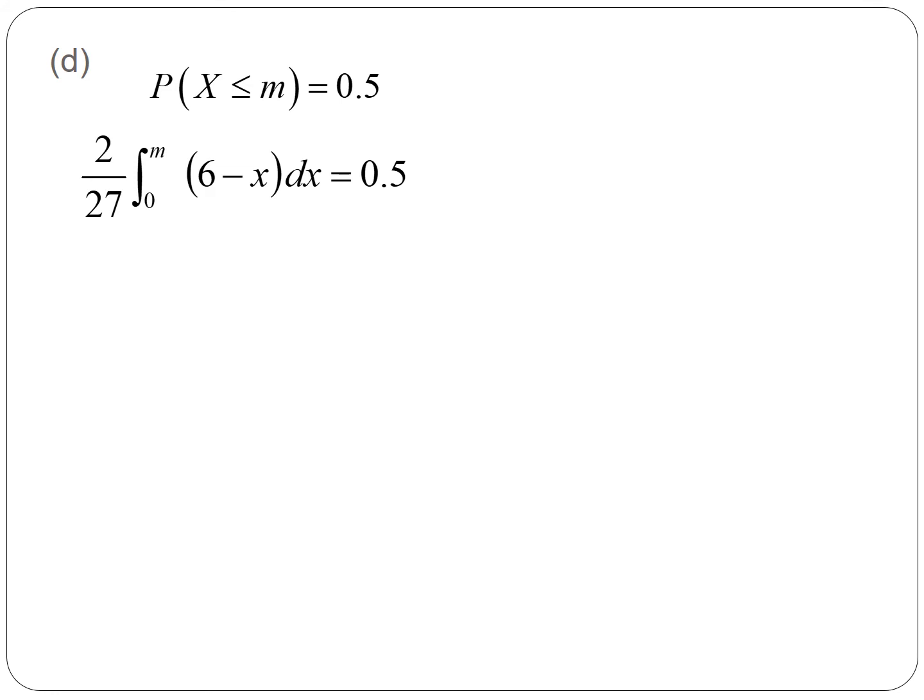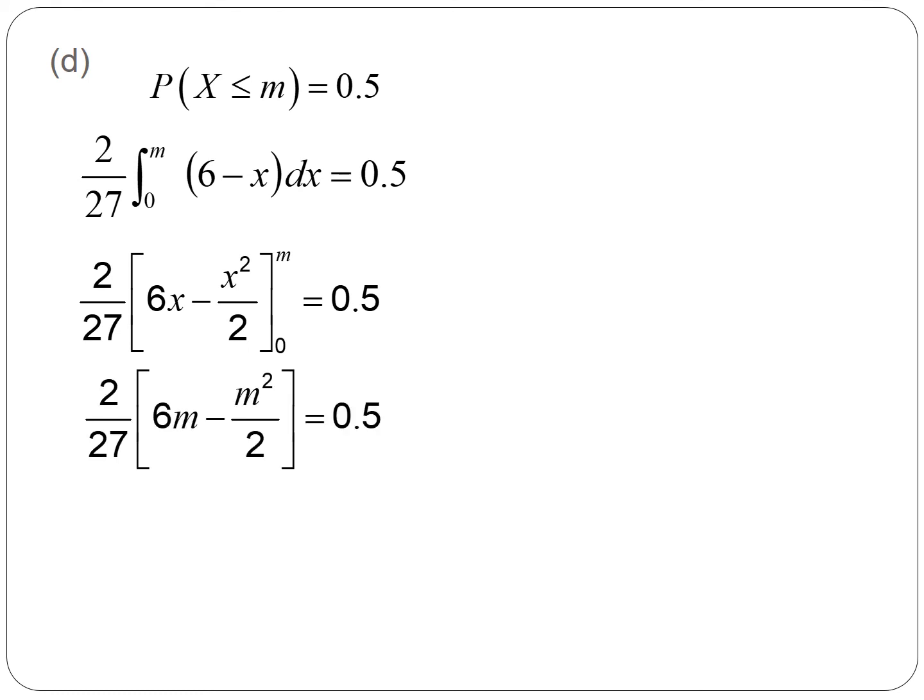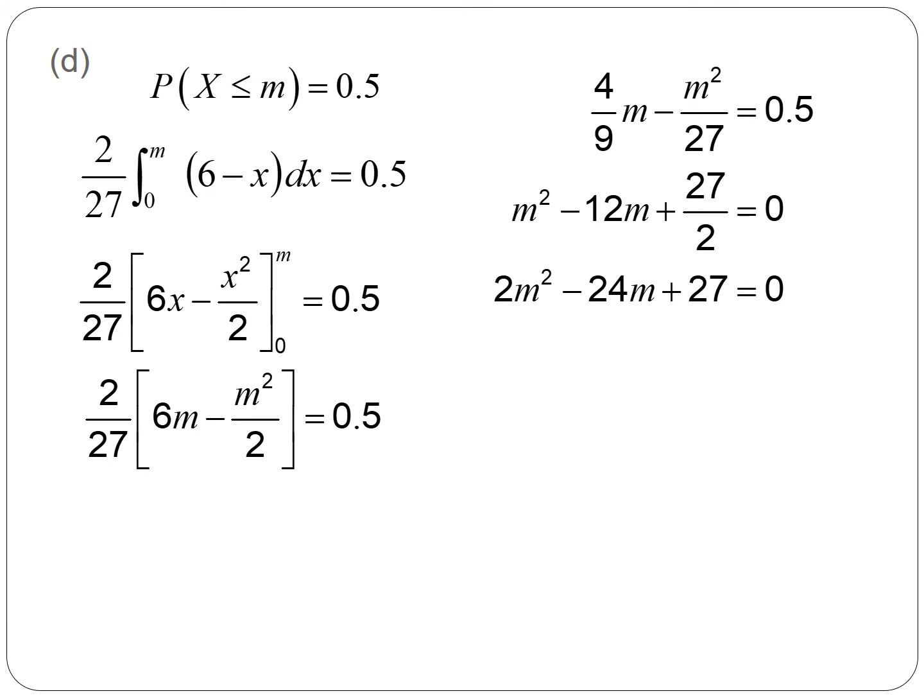Part D, you are supposed to find m given that the probability of x less than or equal to m is 0.5. Using the same function, now your limits are from x equals 0 to m. You integrate and substitute the limits m and 0. Simplify, you have a quadratic equation 2m squared minus 24m plus 27 equals 0. Solving, m is 1.257 or m equals 10.74.